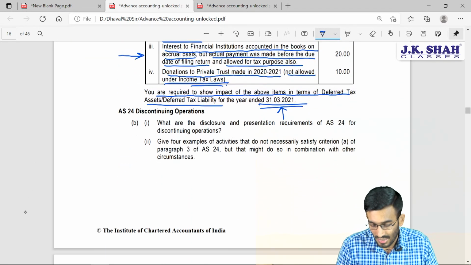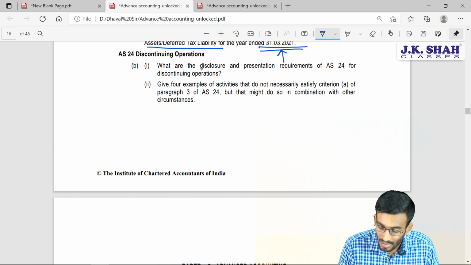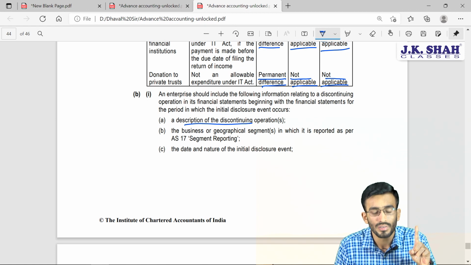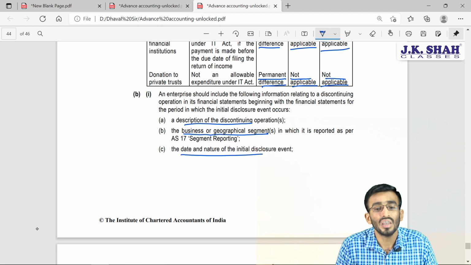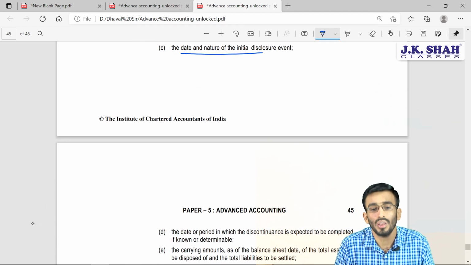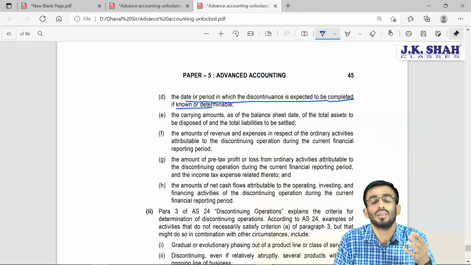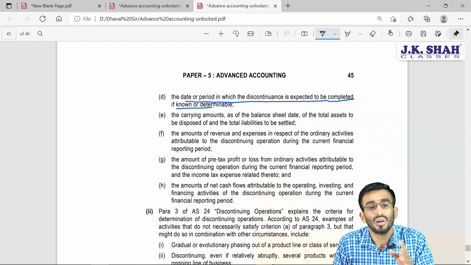Now next, AS24, discontinuing operation. What are the disclosures and presentation requirements of AS24? Very easy question. Description of the discontinuing operation, whether it is a business segment or a geographical segment, date and the nature of the initial disclosure event, when we started disclosing this as a discontinuing operation, and the date or period in which discontinuance is expected to be completed. Like, for example, it will take 1 year, 2 years, 3 years, or 6 months, whatever may be the expected time of completion.